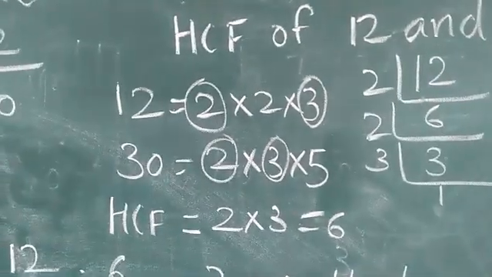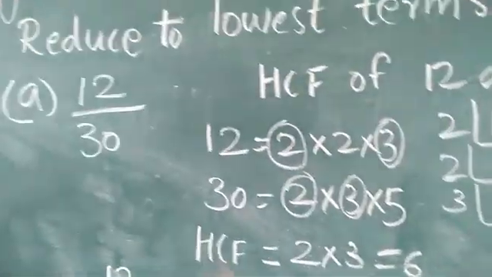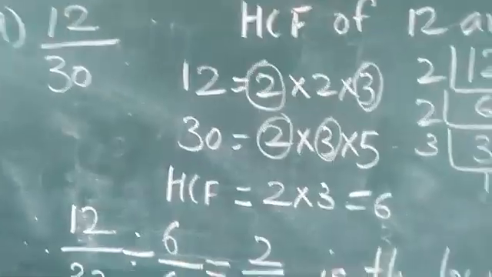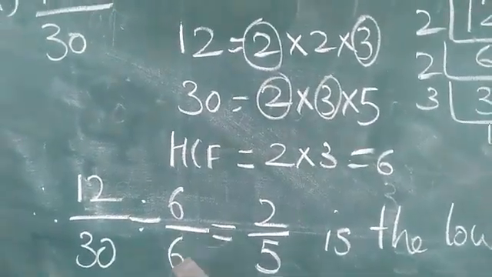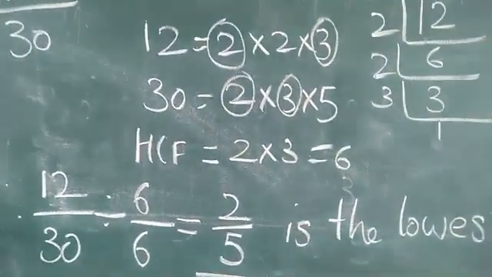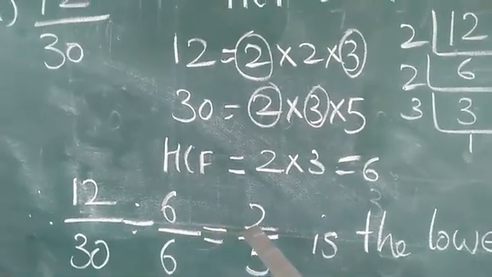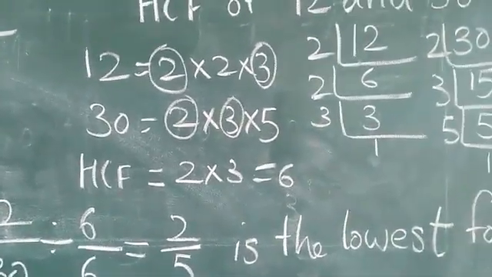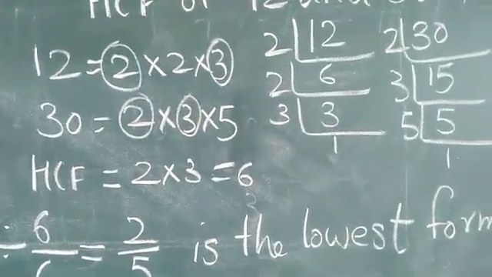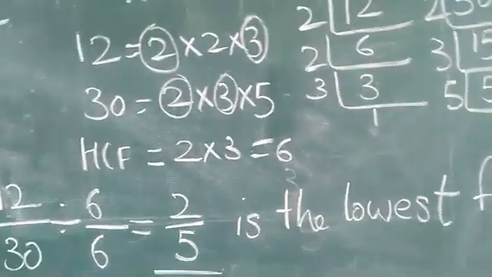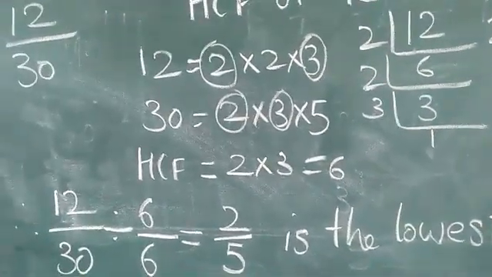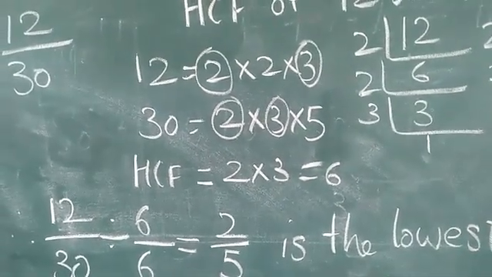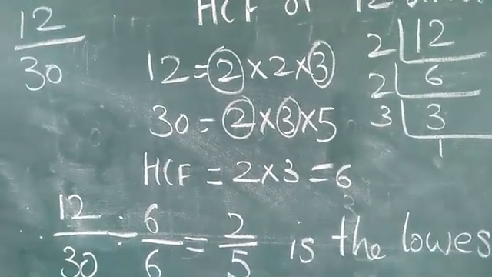So we have to divide this fraction 12 by 30 by 6. So 12 by 30, dividing by 6 by 6: 12 divided by 6, 2; 30 divided by 6, 5. So 2 by 5 is the lowest form of 12 by 30. Okay, did you understand? So we have to calculate the HCF. For that we need the prime factorization of numerator and denominator.